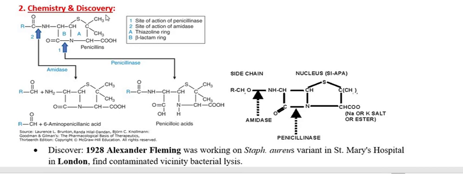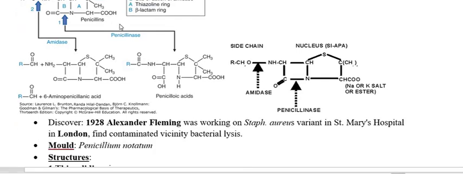Now we have to go through the discovery. See here, with this acid there is a substitution of sodium and potassium, and therefore you will get the resultant compound, the sodium and potassium salt of the antibiotic. So this is a very important one.